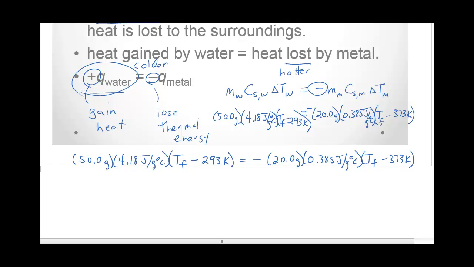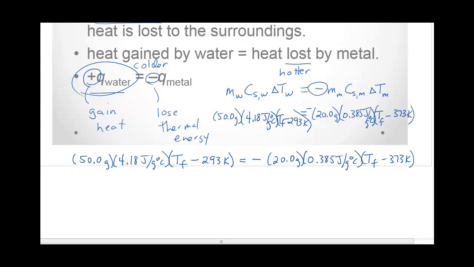Okay. So you can see there are a lot of different potential variables. But we're essentially given everything except T final. So now we have to do some algebra. That's all we've got to do. So let's go ahead and take 50 times 4.18 times T final.